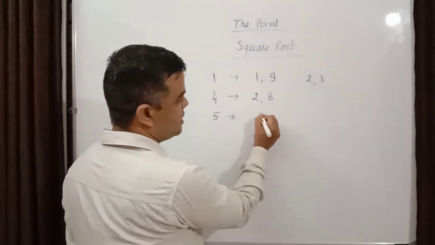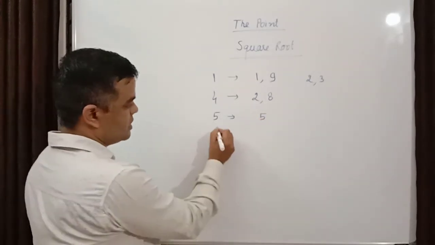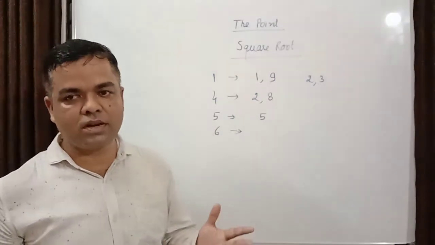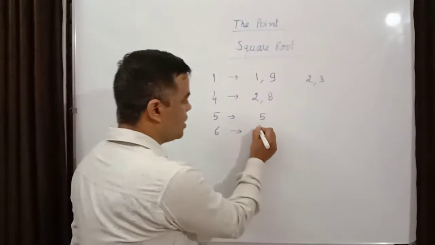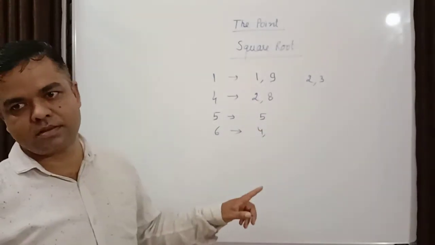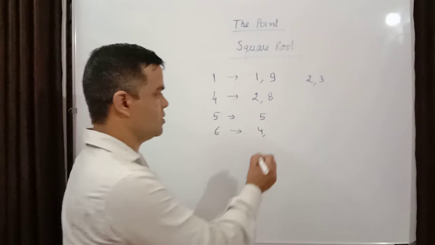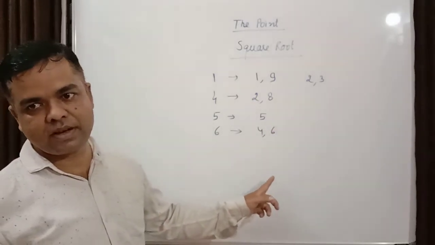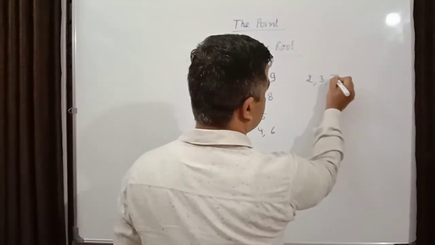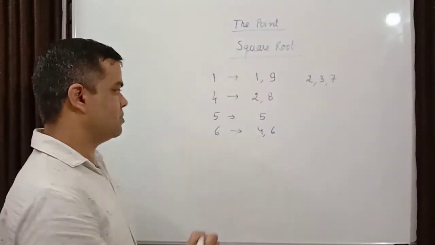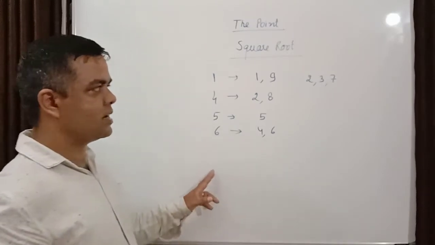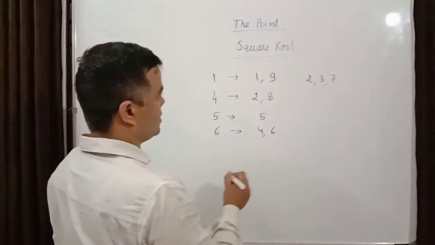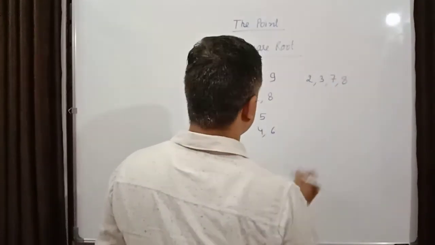5 will come at the unit digit of the square of 5. 6 will come at the unit digit of either 4, 4 square is 16, or 6, 6 6 is 36. 7 will not come at the unit digit of any number's square. You can check it, 7 will not come. Now 8 is also not coming at the unit digit of any square. 8 is also not coming.